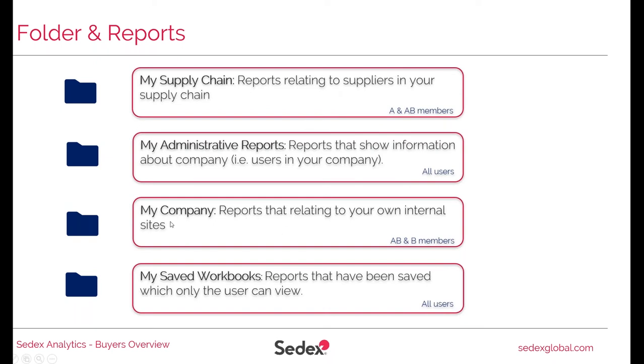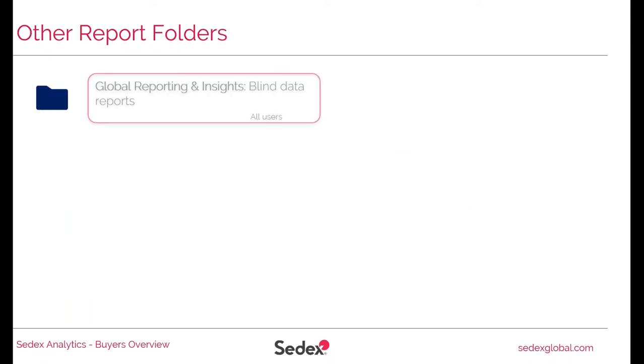But there's other reports as well. If you have your own internal sites, you can run reports on your site's information. The My Company reports and the My Supply Chain reports are very similar. It's just the data that it's actually looking at is different. It'll be your own sites and not your supplier sites. You can save your actual reports, which are known as workbooks, and identify what folder they'll be saved into when you add your filters.